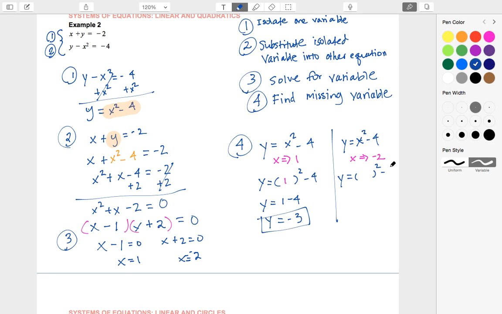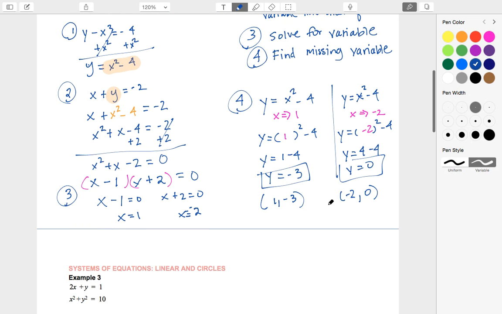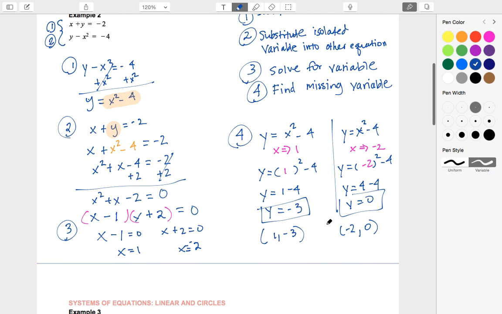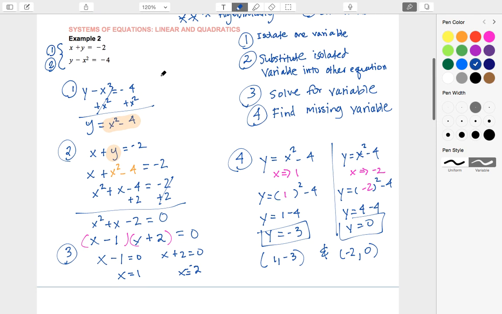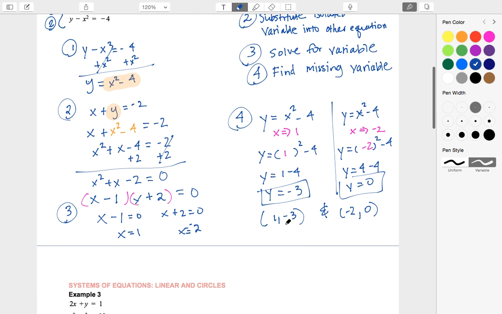same process, and y will equal 4 minus 4, y will equal 0. Okay, so essentially all we're saying is when x is 1, y is -3. And when x is -2, y is 0. Okay, and then all this means is this is our solution. These are our solutions to this linear and quadratic system of equations. So we have essentially two solutions.